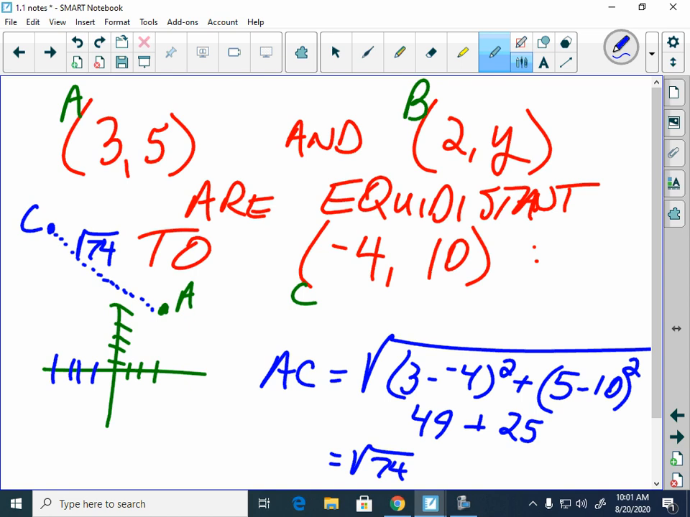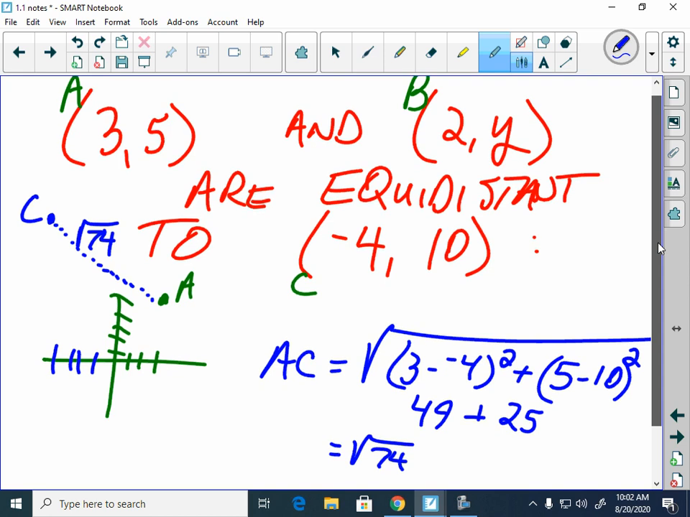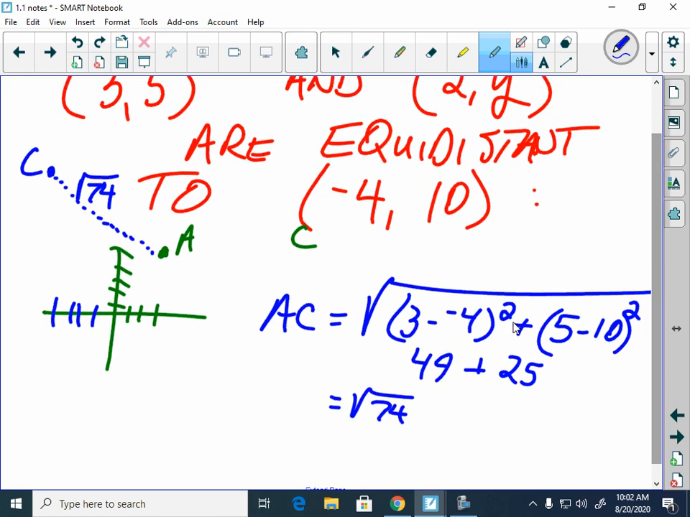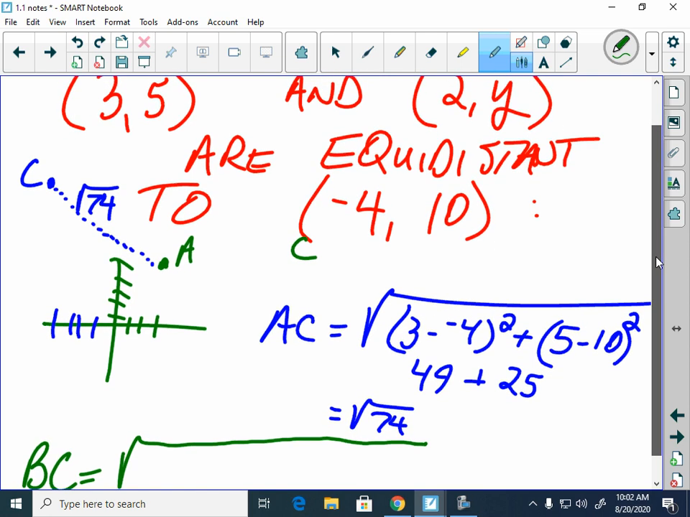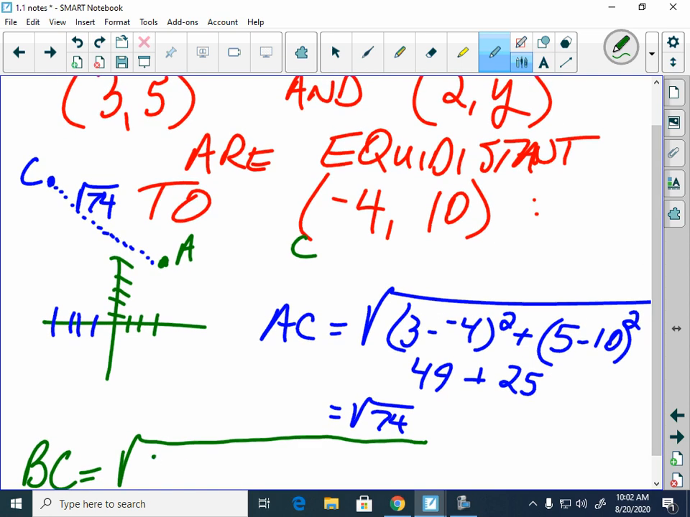Okay, so let's write out what the equation would be for BC. Here we go. BC. And you're like, this isn't going to work, Blanchard. Let's try it anyway. The distance from B to C is the square root of (2 minus -4) squared plus (y minus 10) squared. And you're like, see, I told you it's not going to work.